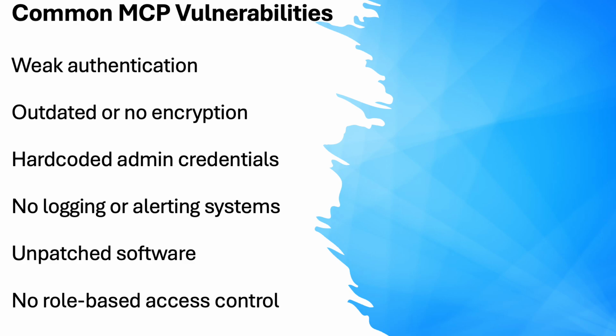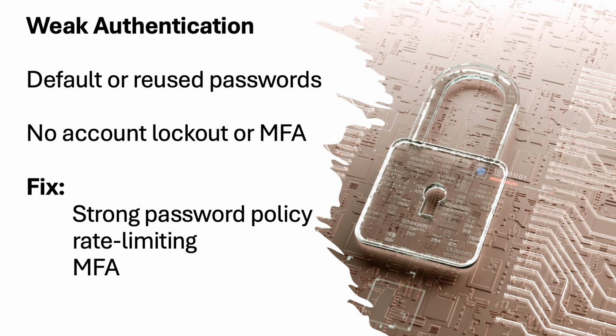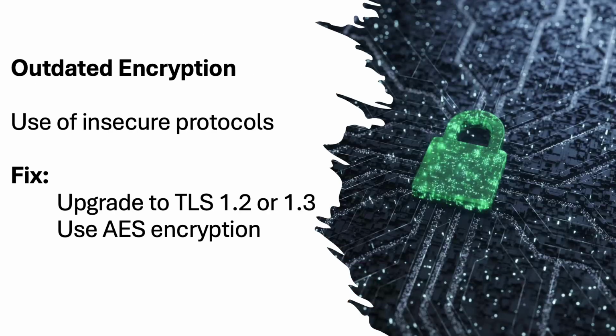Let's look at vulnerabilities identified by the project. Here are the top ones to watch out for. 1. Weak authentication. All login system has no brute force protection. Always enforce strong password and limit login attempts. 2. Outdated encryption. Still using DES or no encryption at all. Upgrade to AES and TLS whenever possible.